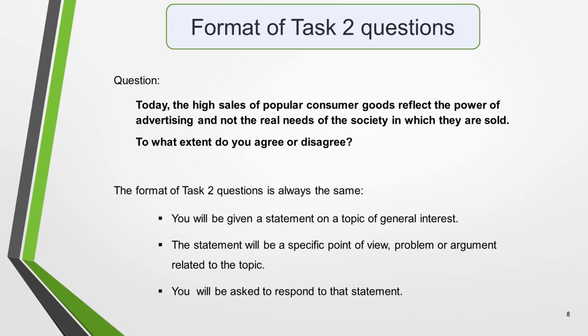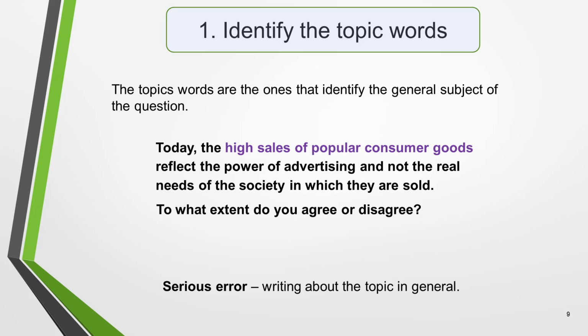So let's analyse our question. Here it is again. The format of Task 2 questions is always the same. You will be given a statement on a topic of general interest. The statement will be a specific point of view, problem or argument related to the topic. You will be asked to respond to that statement. We'll now identify the 3 different types of words in our question.